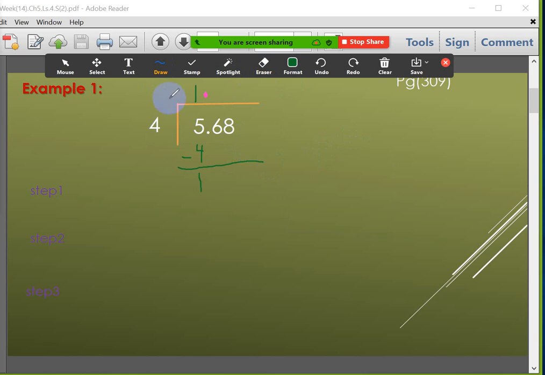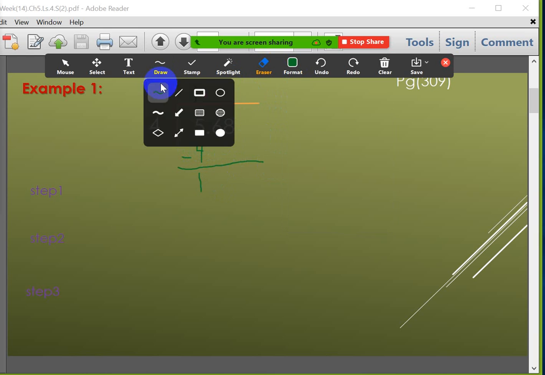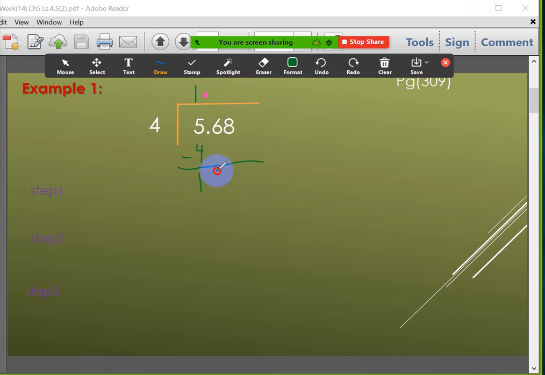So before I take the 6, because here there is a decimal point, I can't leave it. So I will take it and put it up in the same location. Then I will take the 6 and put it down. Okay? Now the number becomes 16. Now I will divide 16 by 4. 16 divided by 4 equals 4 because 4 multiplied by 4 equals 16.